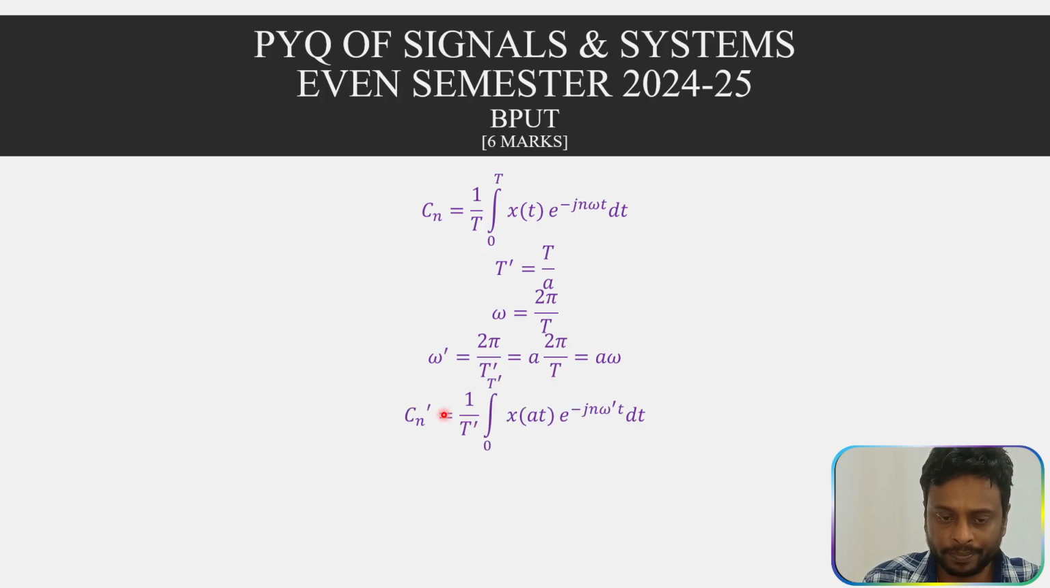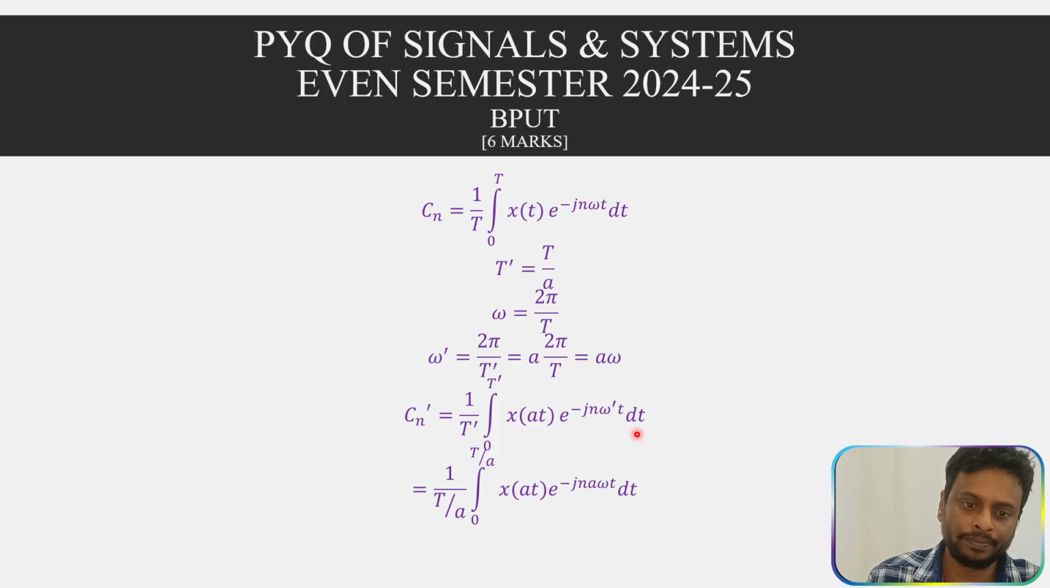So Cn prime will be 1 by T prime, 0 to T prime, x of at e to the power minus j n omega prime dt. Now we can put what T prime is, that is T by a. So it is 0 to T by a, x of at e to the minus j n omega prime, that is a into omega, dt.